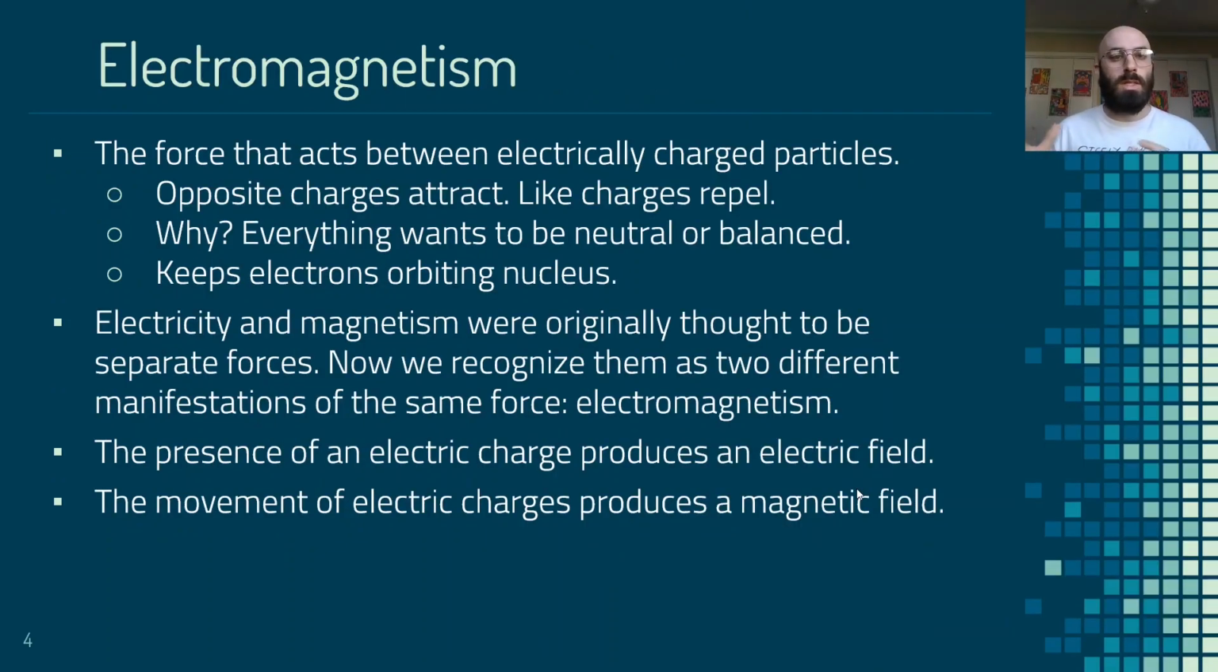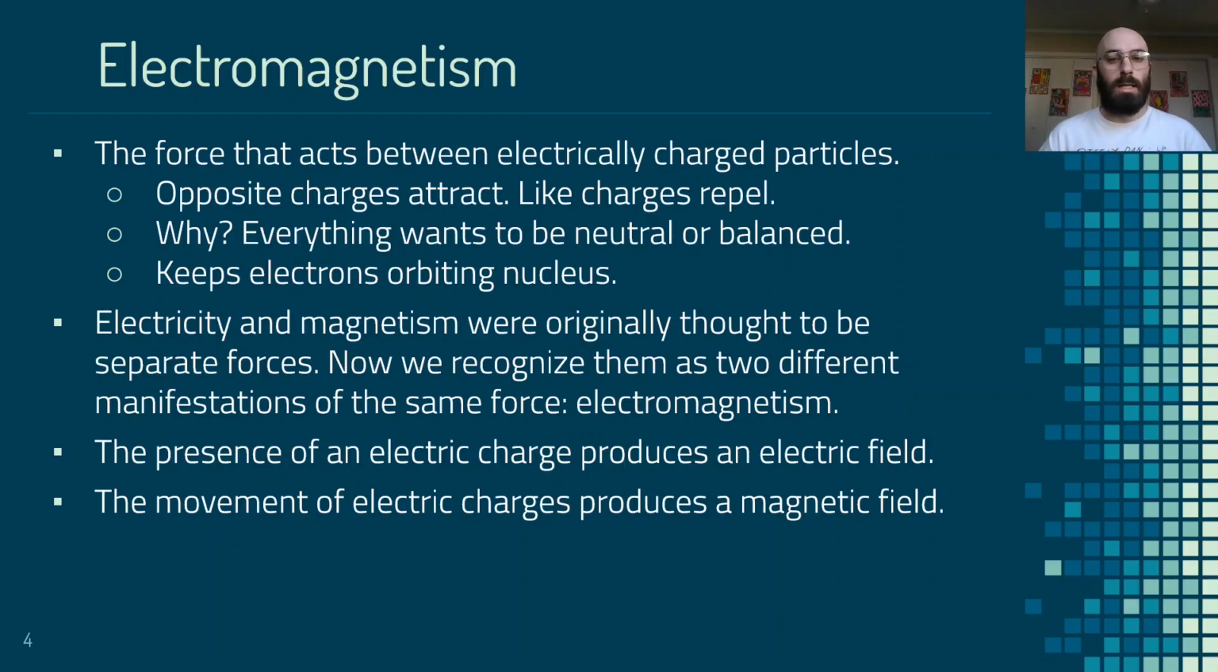Previously, we thought about electricity and magnetism as two different things, but they're actually the manifestation of the same force known as electromagnetism. This force is the one that acts on electrically charged particles. Opposite charges attract and like charges repel. So two positive things are going to want to repel away from each other, but a positive and a negative thing are going to be attracted to each other.